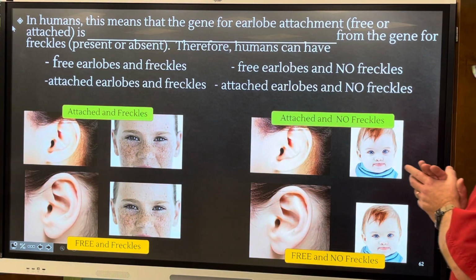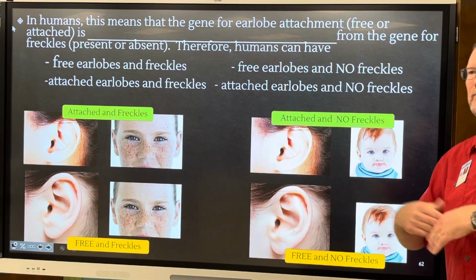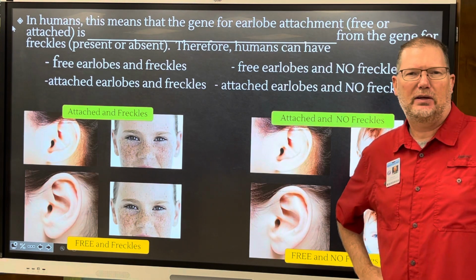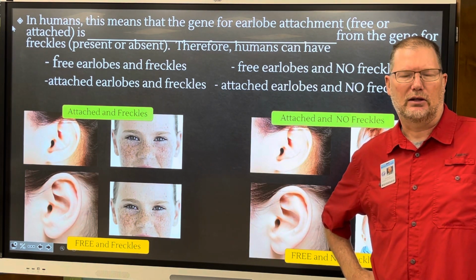In humans now, moving on from pigeons and peas, there's actually a pea called a pigeon pea, I think.